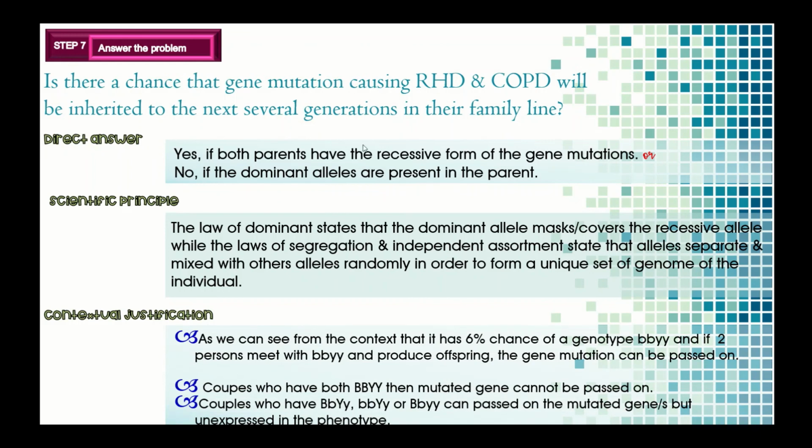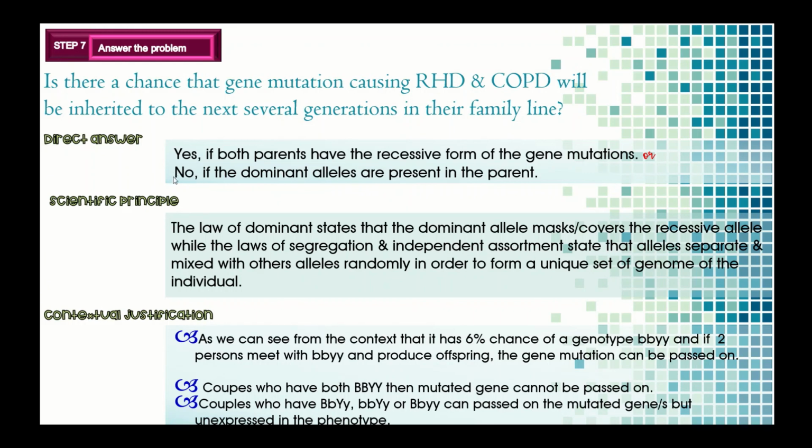For contextual justification, if the answer is yes, then as we can see from the context, it has a 6% chance of a genotype BBYY if the parents are both heterozygous. And if their child carries this and meets another person with the same genotype and produces an offspring, the gene mutation can be passed on.